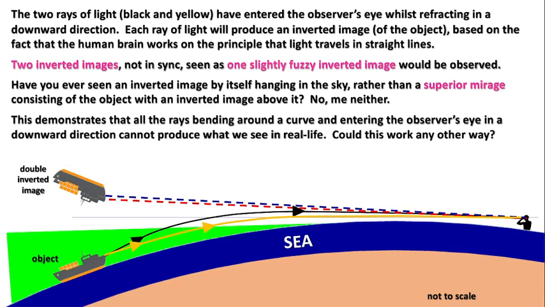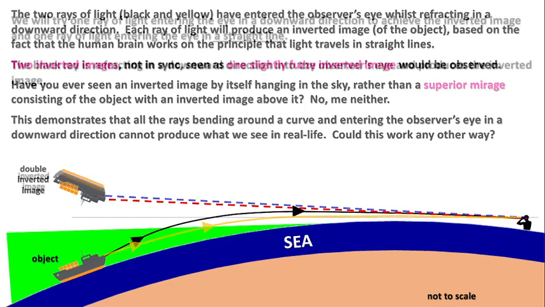Have you ever seen an inverted image by itself hanging in the sky rather than a superior mirage consisting of the object with an inverted image above it? No, me either. This demonstrates that all the rays bending around a curve and entering the observer's eye in a downward direction cannot produce what we see in real life. Could this work in any other way?